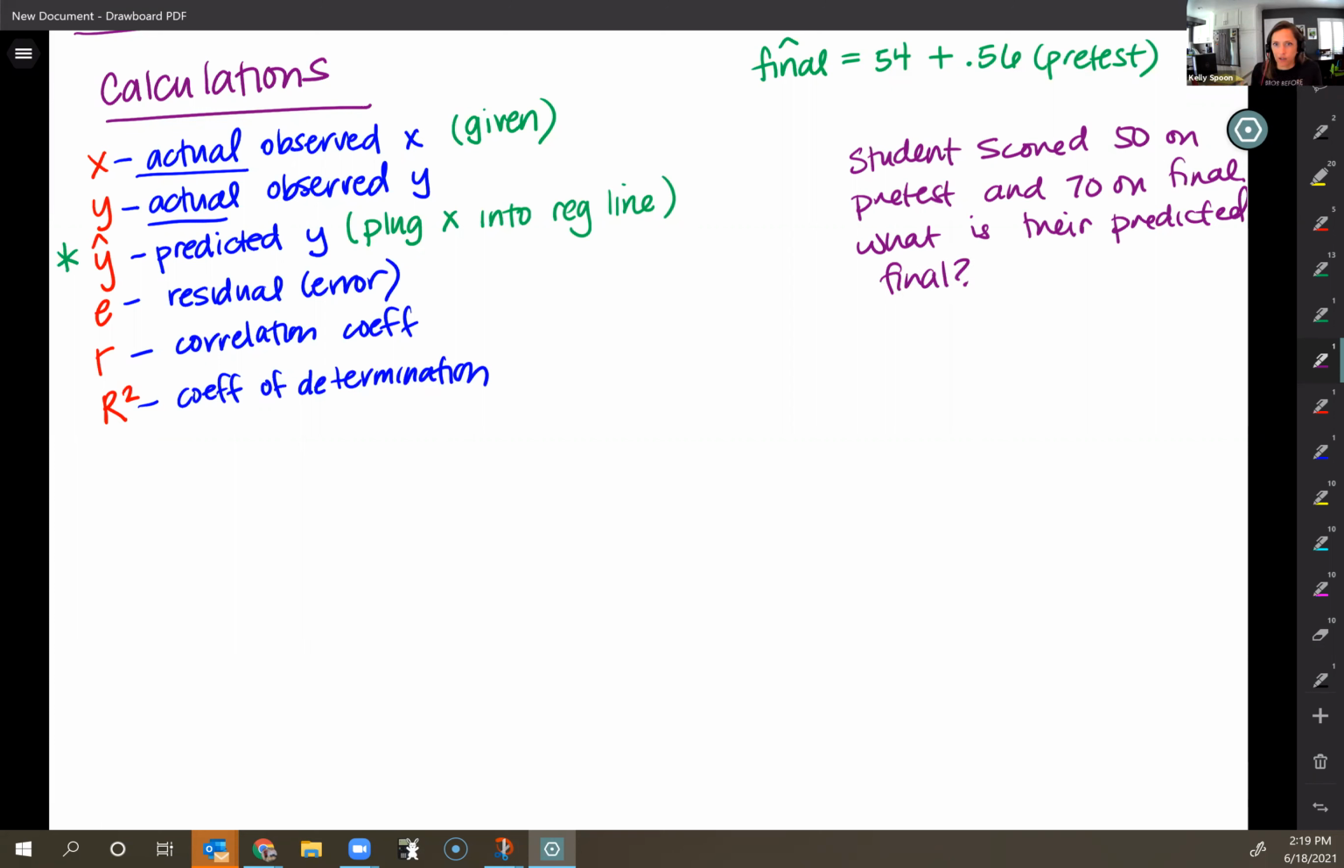Students will get distracted here. Like, they're like, but you just told me their actual exam score is 70. I'm like, yes, yes, yes. But what does the model predict? So just taking that time to be like, okay, this is my X. This is the actual Y. And we want a prediction. So we want a Y hat.